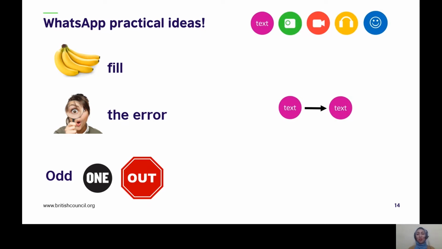Another idea is spot the error, and we've referred to this idea earlier in the webinar. You give them a text with some intentional errors within, and you ask them to spot the error and respond to you in text as well with the errors and the correction. Another idea is odd one out. You give them sets of words in text and you ask them to respond back with which word is the odd one.